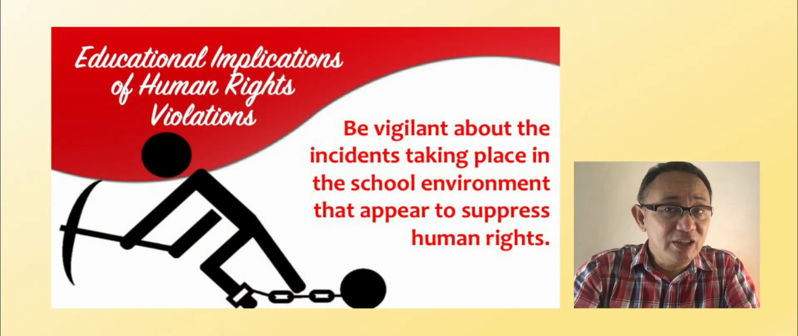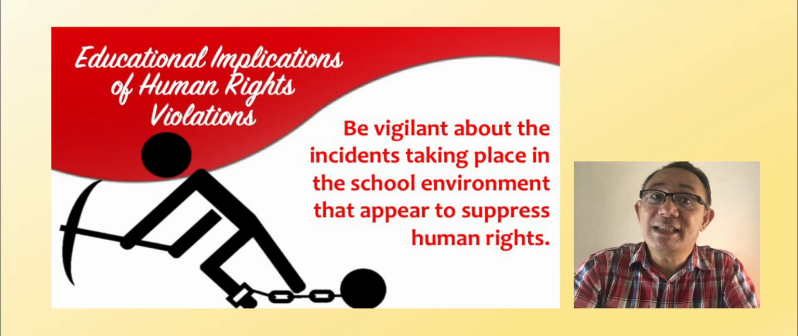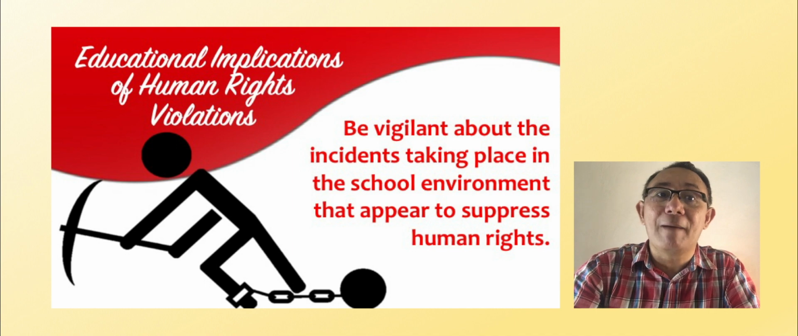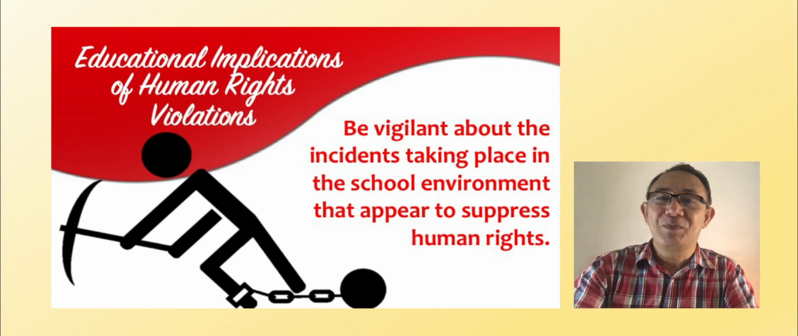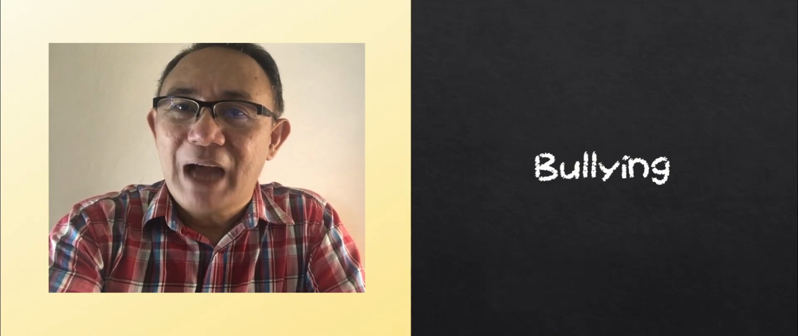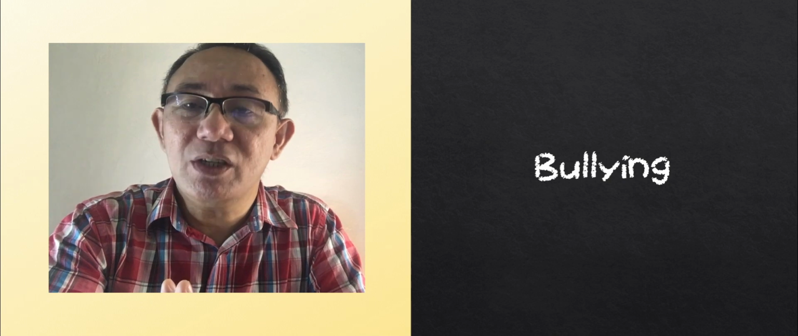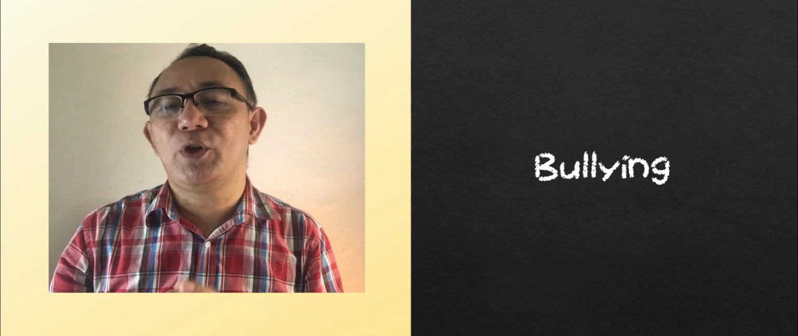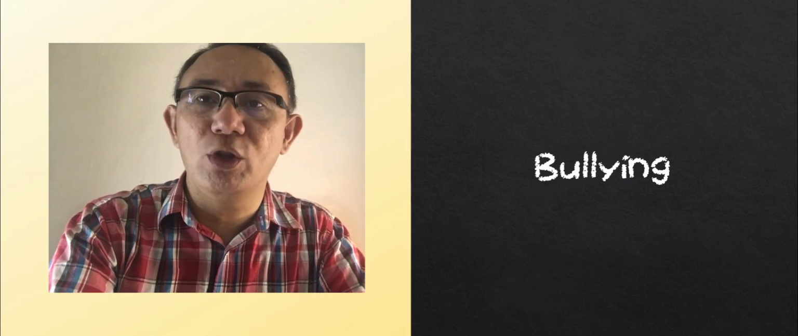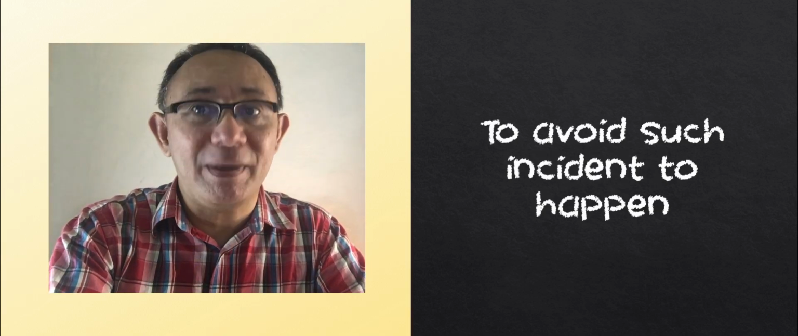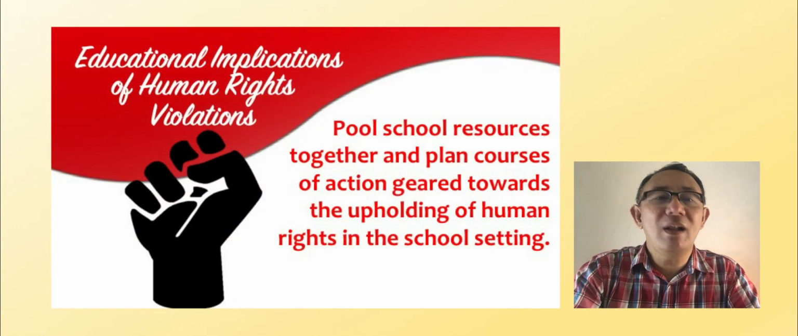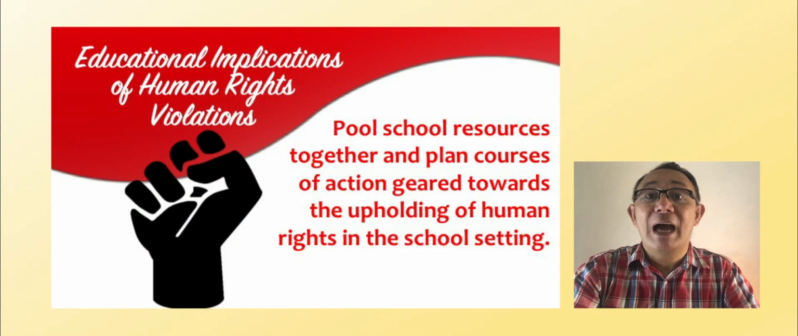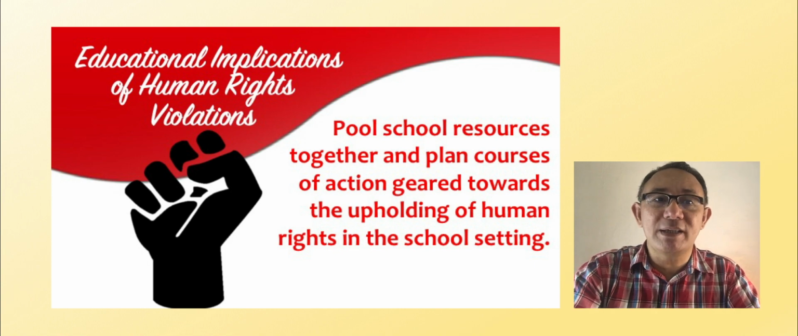Then, be vigilant or watchful about the incidents taking place in the school environment that appear to suppress human rights. What is really very common now in schools is bullying. So I believe the teacher or the school administration should provide posters around the school to avoid such incidents from happening inside. Next, pool school resources together and plan courses of action geared towards the upholding of human rights in the school setting.